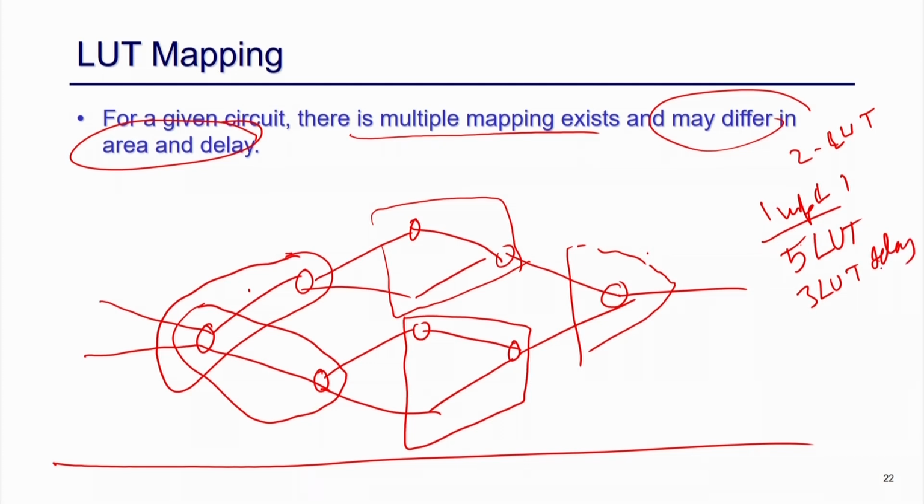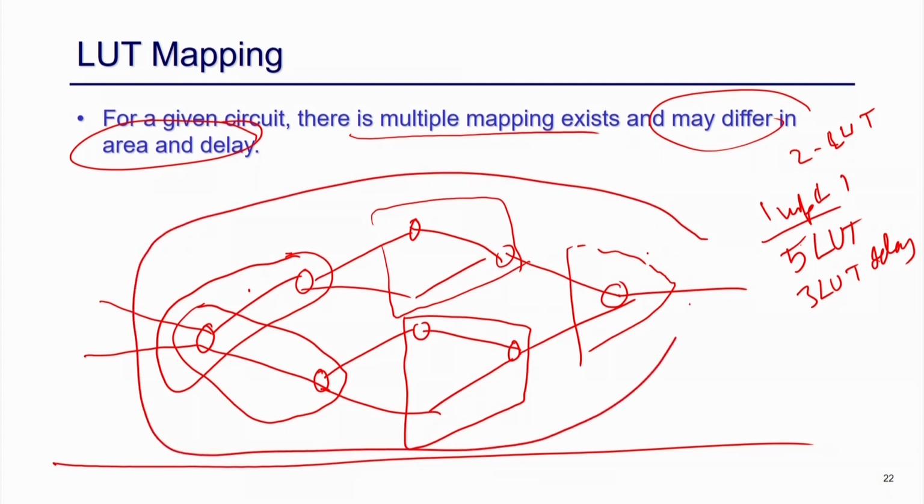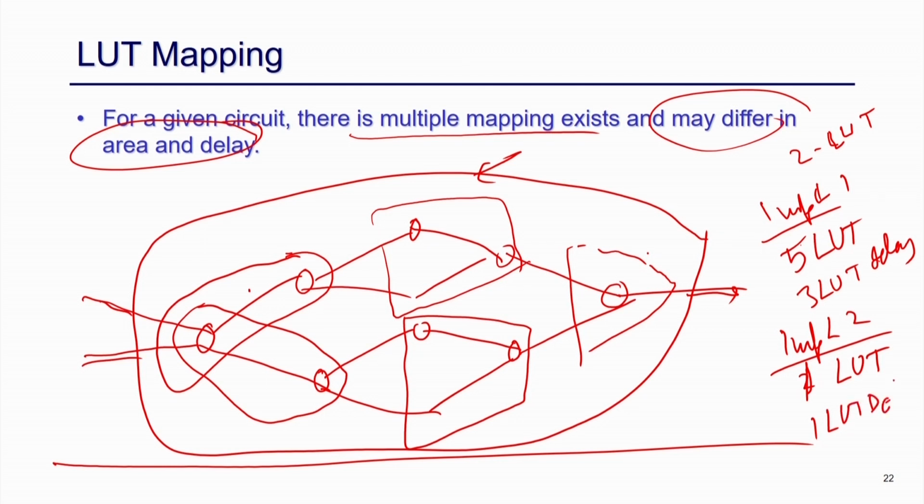This is one possibility, but on the other hand you can actually map the whole circuit into one LUT, because if we think about the whole circuit, I have 2 inputs, 1 output. So, implementation 2 requires only 1 LUT and has 1 LUT delay. So, you can understand, given such a circuit, if you choose the first way, then I need 5 LUTs and the delay of the circuit is 3 LUT delays, and here 1 LUT and 1 LUT delay.